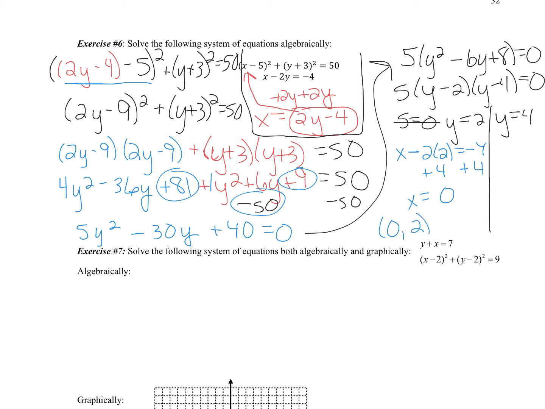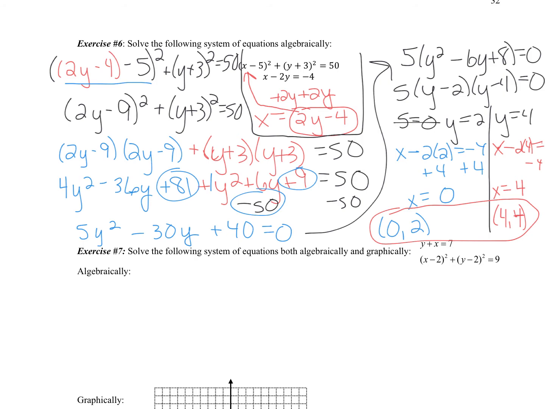Plugging in the other one, I don't have a ton of room here, so I'm going to try to squeeze it in as best I can. I have x minus 2 times 4 equals negative 4. I'm just going to say this. I'd add 8 to both sides, right? The minus 2 times 4, and I would get that x also equals 4. So this point is 4, 4. So here's my two answers. Kind of tight on room, so I'm just going to leave them not in the set notation.